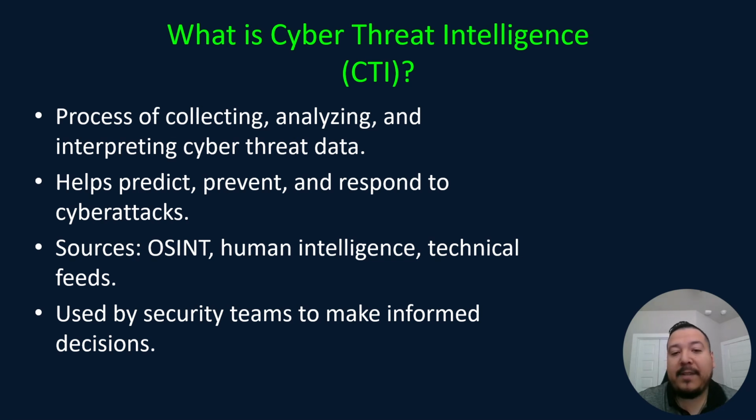So to start, what is cyber threat intelligence? Cyber threat intelligence, or CTI, is the process of turning raw data into actionable information. We can think of it as detective work. Security teams gather information from open source intelligence, also called OSINT, human intelligence, which could involve things such as insider tips or shared knowledge, and technical feeds, which are automated streams of threat indicators. These things can include IP addresses linked to malicious activity. They can include new malware variants or phishing campaigns.